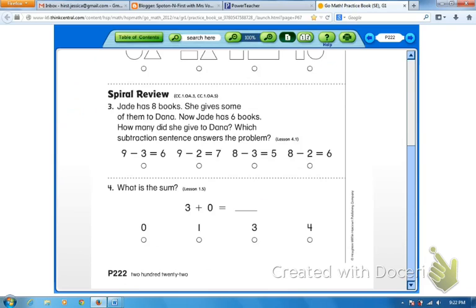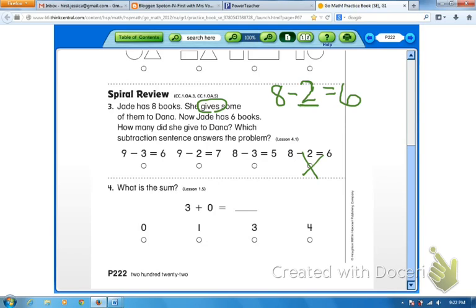So we know to start out with that Jade has 8 books. That's her whole. It tells us that she gives some to Dana. Our word gives means it's a subtraction, but it says some. We don't know how many. Now she has 6 books. So we know that 6 plus 2 would make 8. So it would be the last choice.